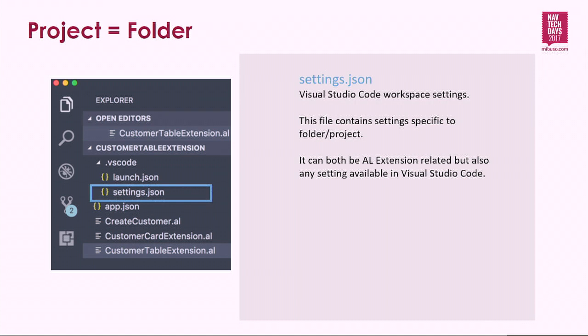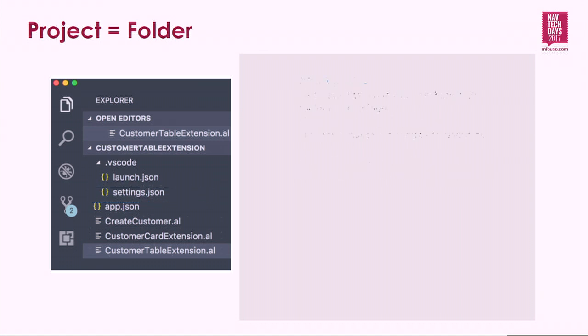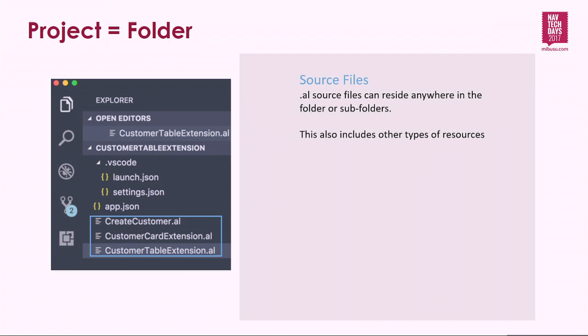And lastly, we have the settings JSON file. And here is where you store VS Code specific settings and any settings specific to the AL language extension or any other extensions that you have installed. This is also a file that you might check in if you have settings for the project, but it might also contain settings specific to your user. So there is a lot of JSON files.